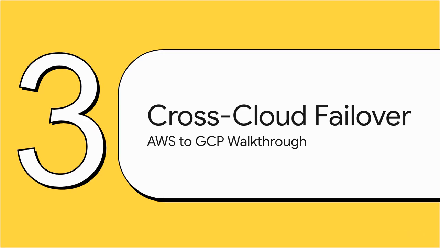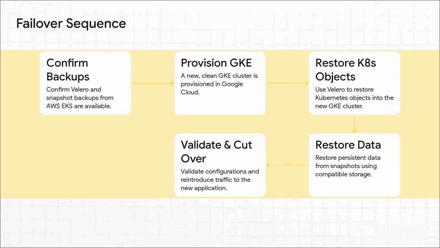Okay, enough theory. Let's get our hands dirty and put this into practice with a real-world example. Imagine a regional outage has just taken your AWS EKS cluster completely offline. The business needs you back online, like yesterday. The plan? We're going to fail over to Google Cloud. So here's how it plays out.